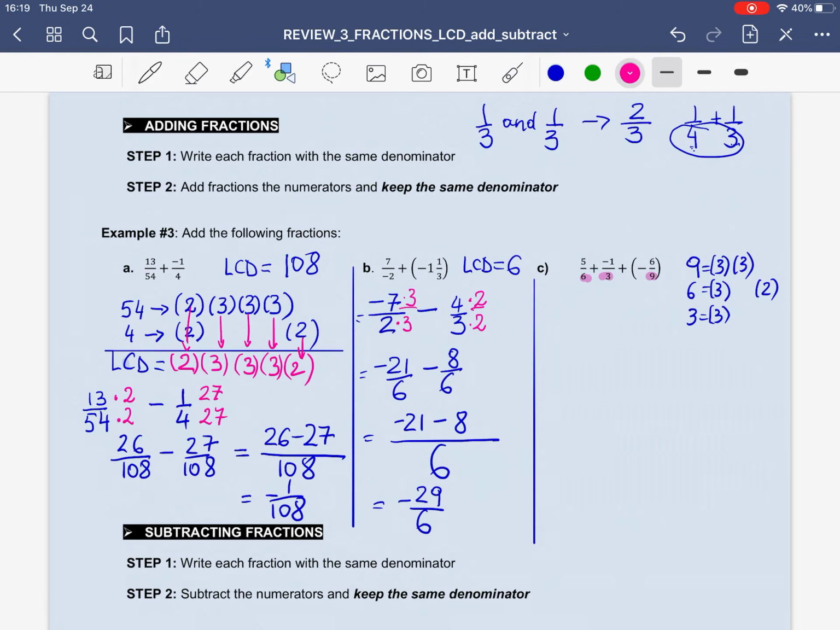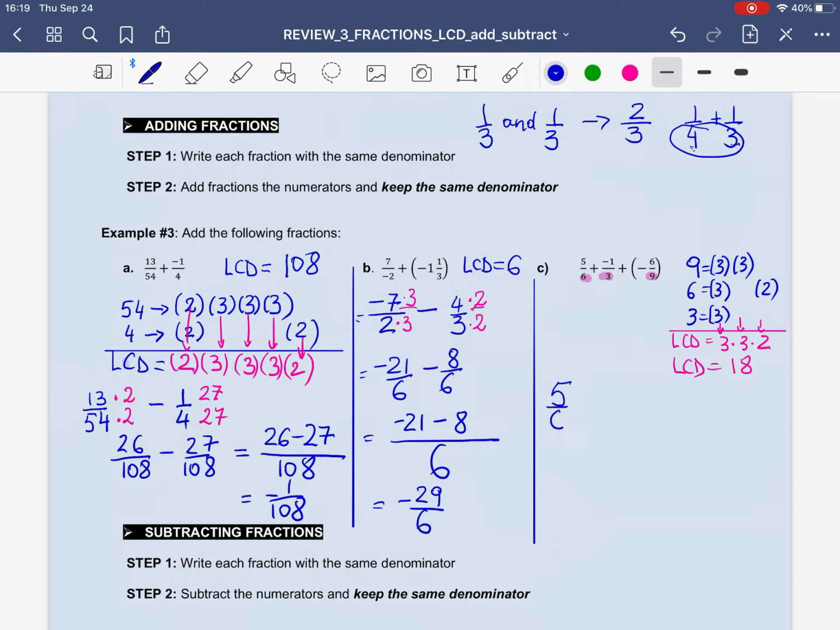So we're going to draw the line. And we need to find the lowest common denominator, so we bring the 3 down, then this 3, and then the 2. So 3 times 3 times 2, that would be 18. That will make the lowest common denominator 18.